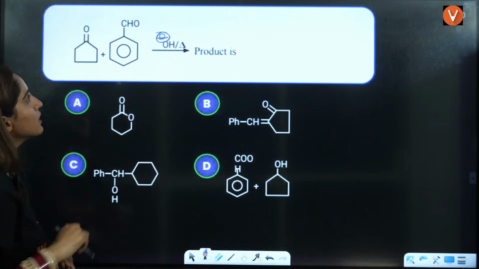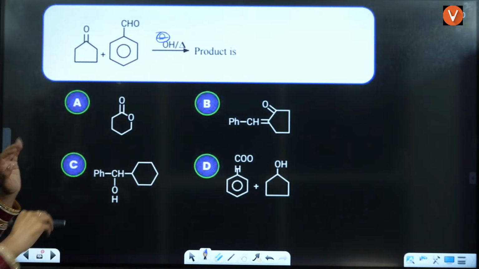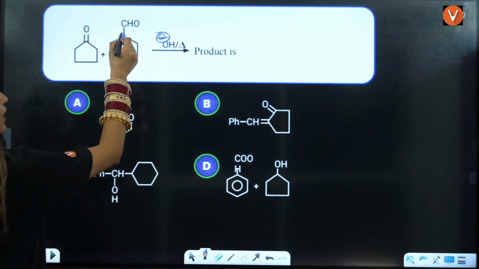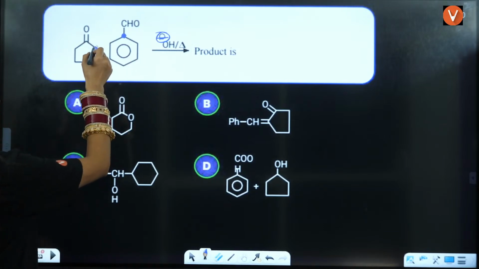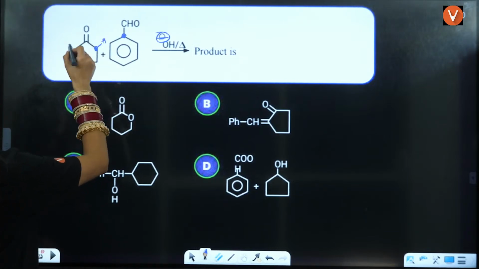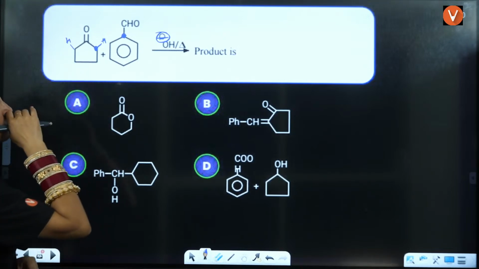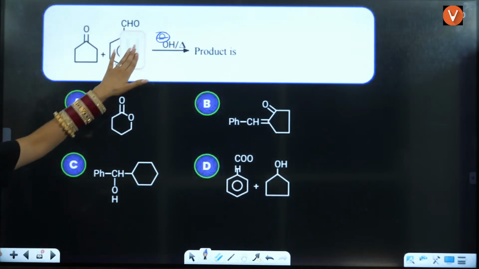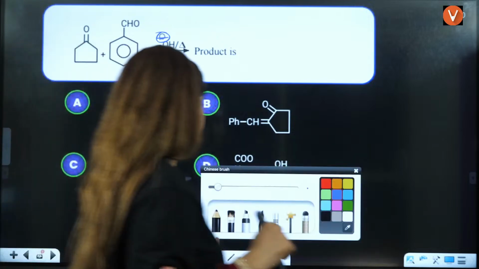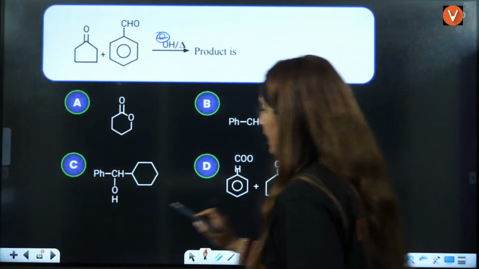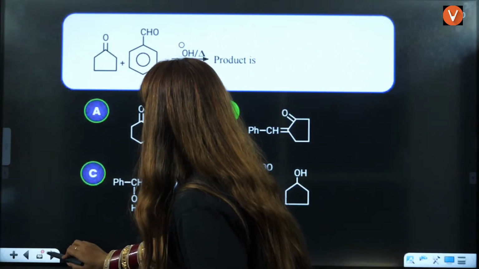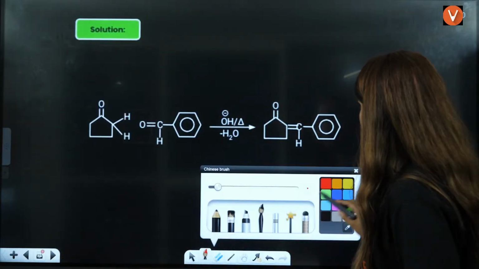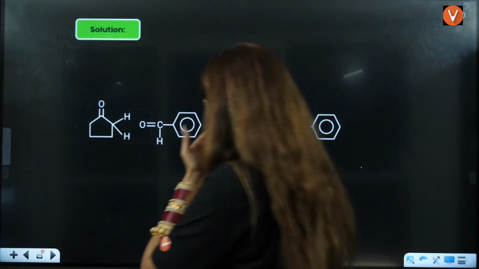So we can say this is Cannizzaro reaction, where this does not have alpha hydrogen. This has alpha hydrogen. So this too has alpha hydrogen. So what we can do here is, this is basically aldol condensation. Okay? This will be aldol condensation. How are you going to solve it? Let us see. Okay? So you have OH negative. What are you going to do here?